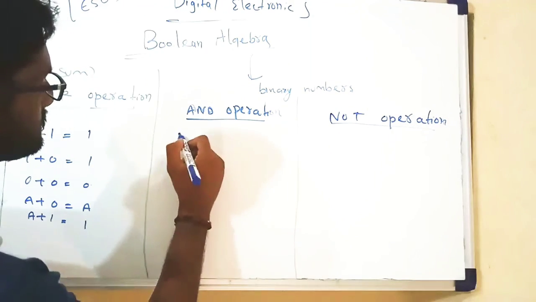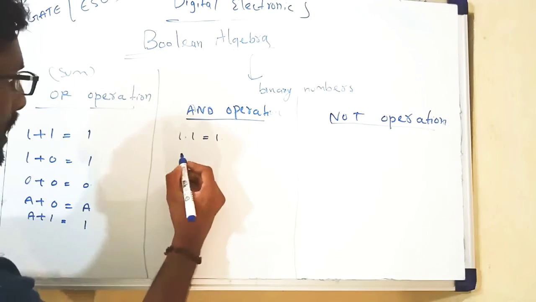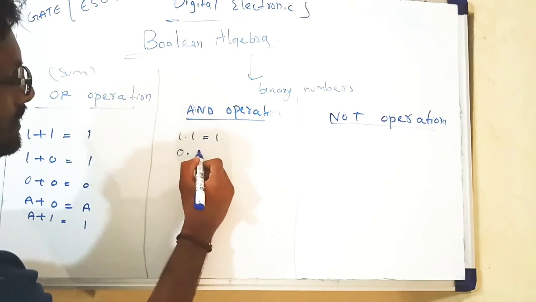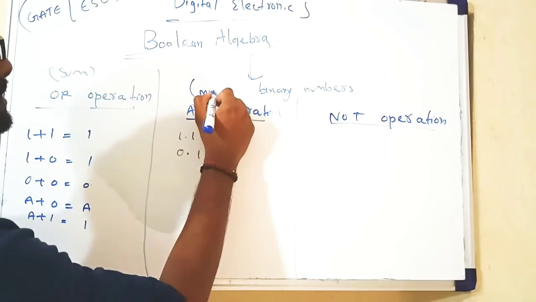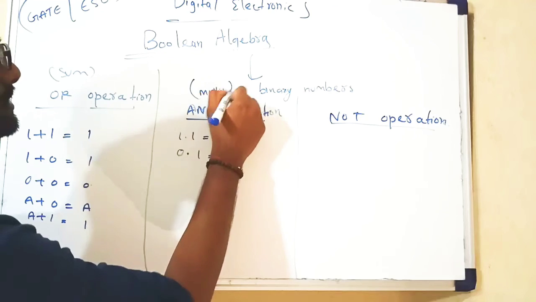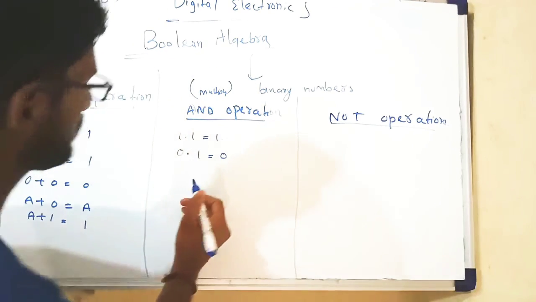Now the AND operation. 1 into 1, the value will be 1. 0 into 1, the value will be 0. Here the AND operation is nothing but a simple multiply operation. 0 into 1, the value will be 0.